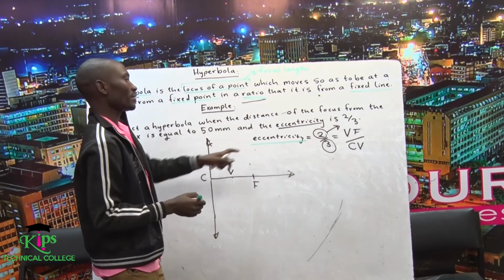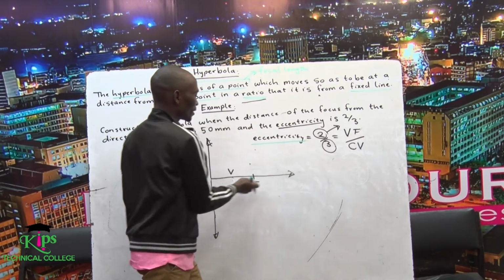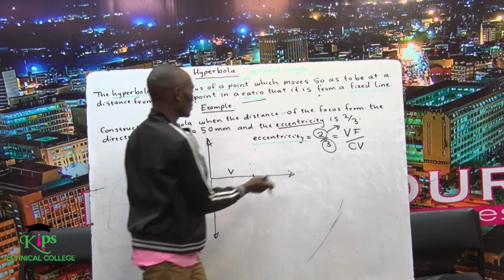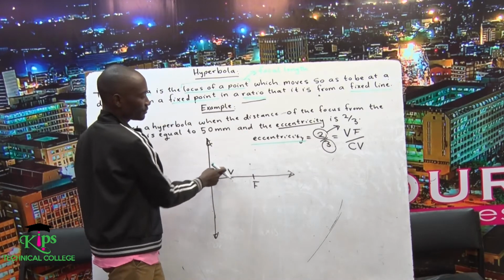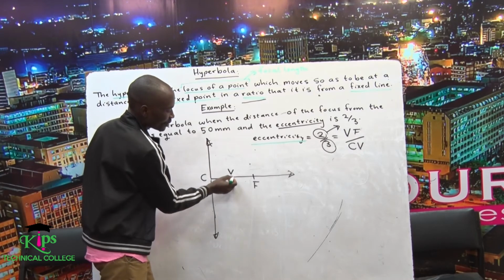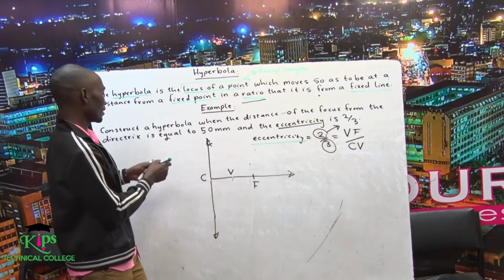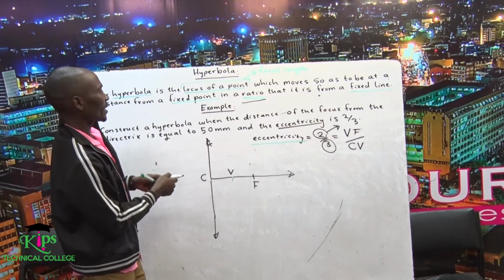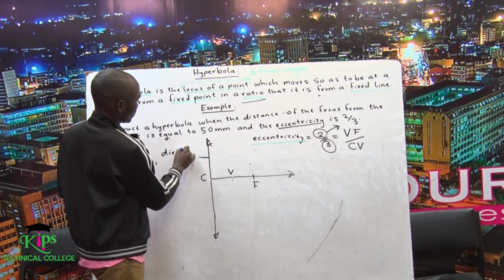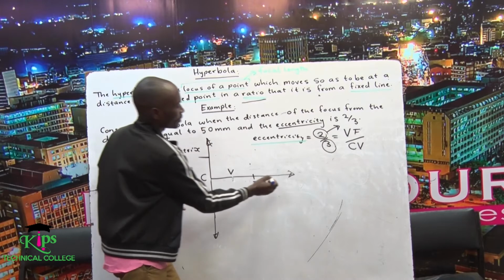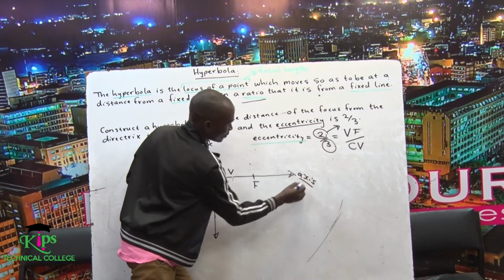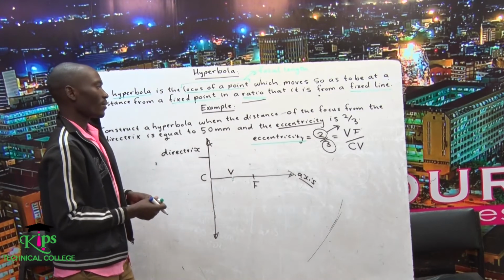This one is given by 2 all over 3, whereby 2 represents this part from V up to F, while 3 represents the distance in between C and V. So those are very important terminologies. So now, for instance, you have been given the distance between the directrix, this one we call the directrix, while this is your axis. That is your axis. So where do you begin?